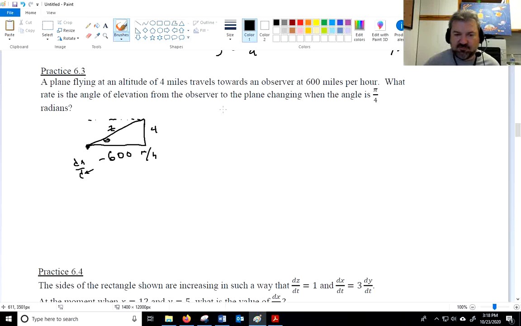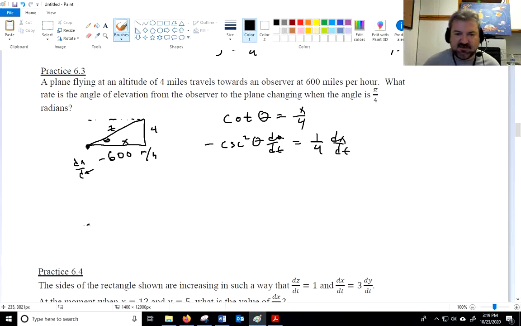So let's write a relationship. Let's use the constant and the rate of change that we know. So I'm going to use 4 and x. I could use tangent, and then it'd be 4 over x, but I think it would be better if I used cotangent, which is adjacent over opposite. So cotangent of theta is x over 4. Then when I take the derivative, I'll get negative cosecant squared theta d theta/dt, and then this just becomes 1/4 dx/dt.